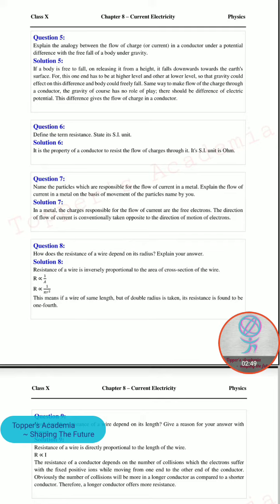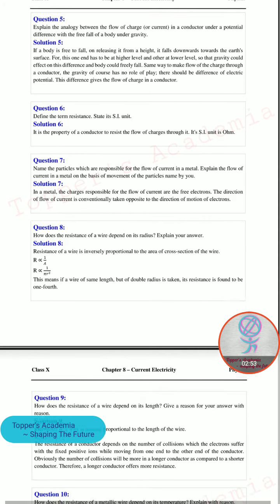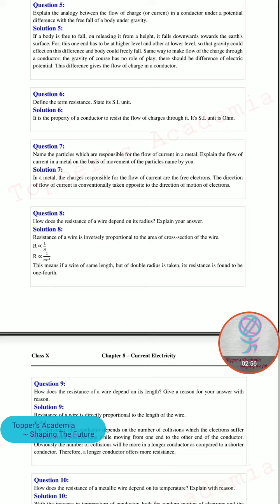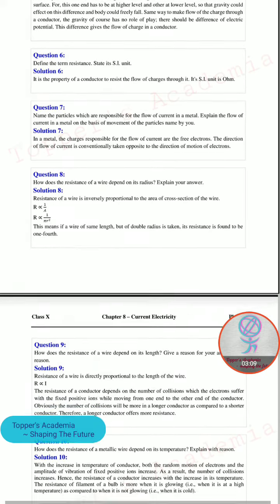Question number 7. Name the particles which are responsible for the flow of current in a metal. Explain the flow of current in a metal on the basis of movement of the particles named by you. The solution would be: in a metal, the charges responsible for the flow of current are free electrons. The direction of flow of current is conventionally taken opposite to the direction of motion of electrons.